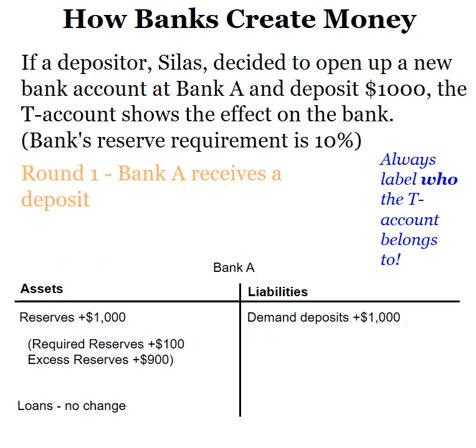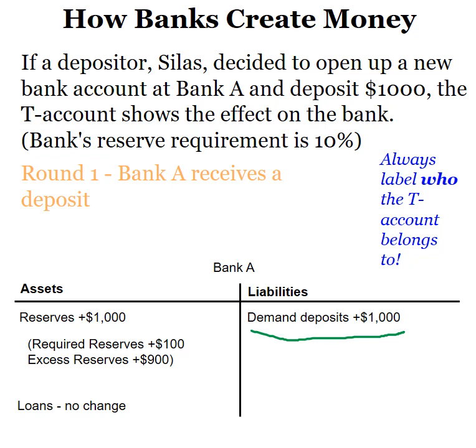We're going back to T accounts to see all the different stages of how banks create money. So here we have round 1. In this case, a depositor named Silas decided to open up a new bank account at Bank A, and he will deposit $1,000 into this account. Now, in this case, this T account is for Bank A. It is really important to label who the T account belongs to. Because, for example, in this case, it says demand deposits $1,000.